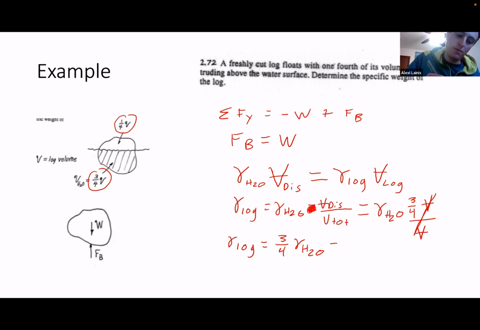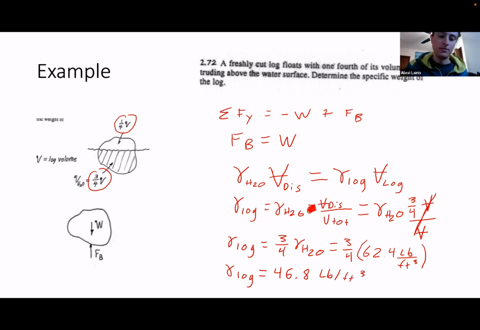We know what gamma of water is. This problem doesn't specify the units, but we're going to do it in imperial units. So we're going to have 62.4 pounds per feet cubed. And then when we do the math, we'll get that the gamma of the log equals 46.8 pounds per feet cubed. So there's our answer right there.